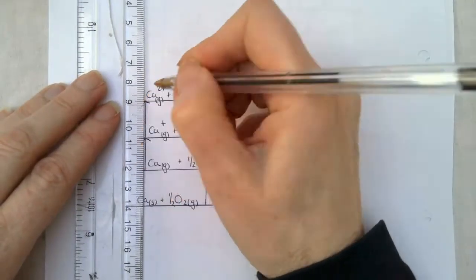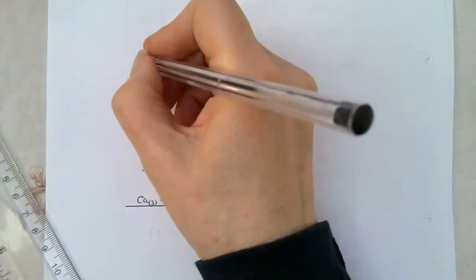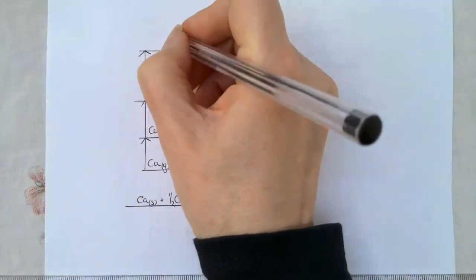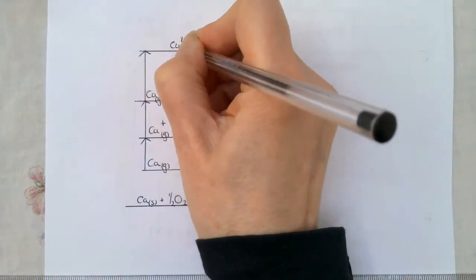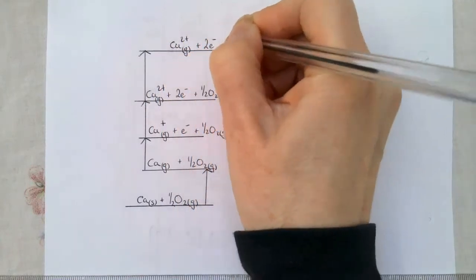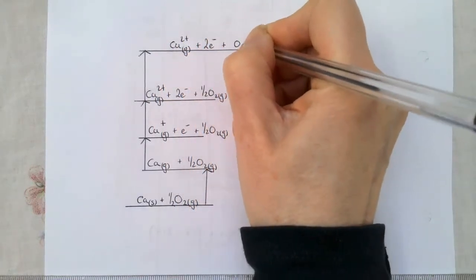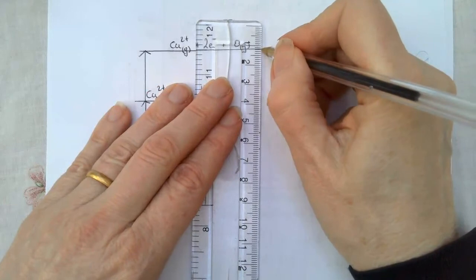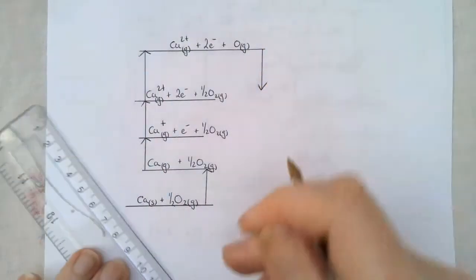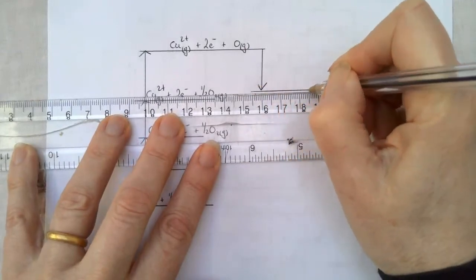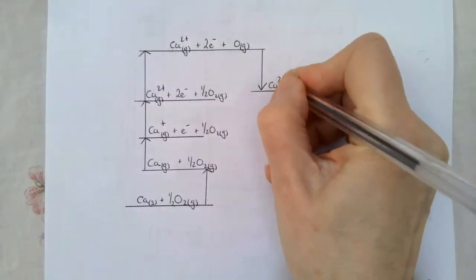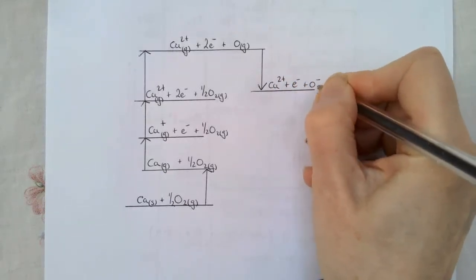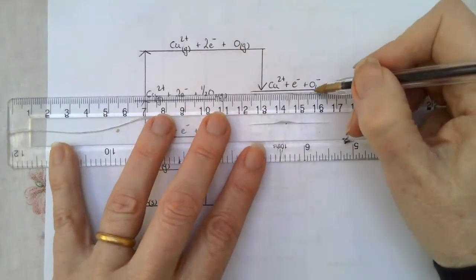Now I'm going to atomize my oxygen, turn my oxygen into gaseous atoms. So I've got my Ca2 plus gaseous, plus my 2 electrons that I've removed, plus now I've got O gaseous because I've atomized my oxygen. Now I'm going to do the first electron affinity of oxygen, which is negative, so it's going down the page. And I have still got my Ca2 plus, and I've done the first electron affinity, so I've added 1 electron to my oxygen.